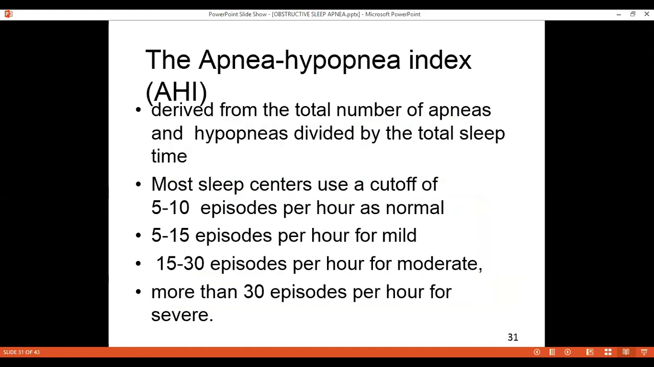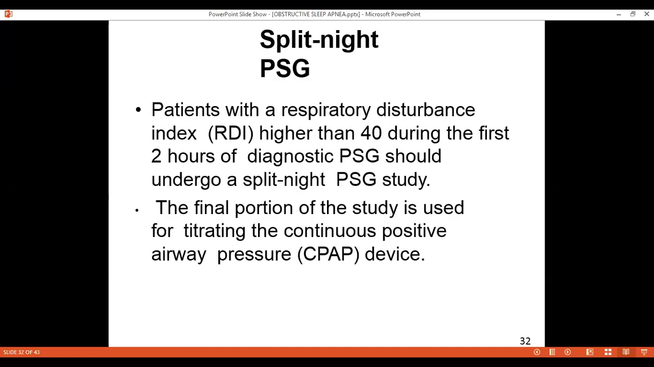The apnea-hypopnea index is derived from the total number of apneas and hypopneas divided by the total sleep time. Most sleep centers use a cutoff of 5 to 10 episodes per hour as normal, 5 to 15 episodes per hour for mild, 15 to 30 episodes per hour for moderate, and more than 30 episodes per hour for severe. Split night polysomnography is used when patients have a respiratory disturbance index higher than 40 during the first 2 hours of diagnostic polysomnography. The final portion of the study is used for titrating the continuous positive airway pressure device.